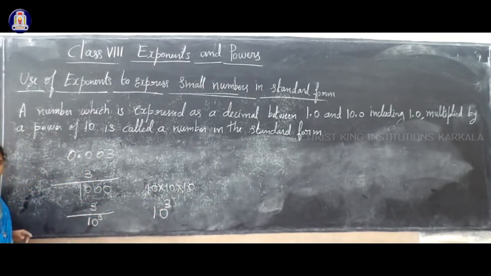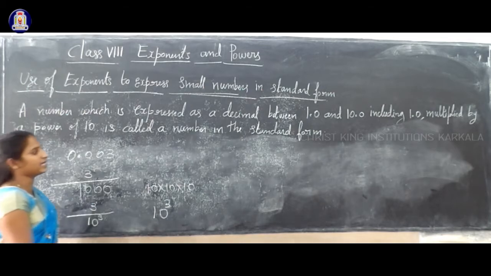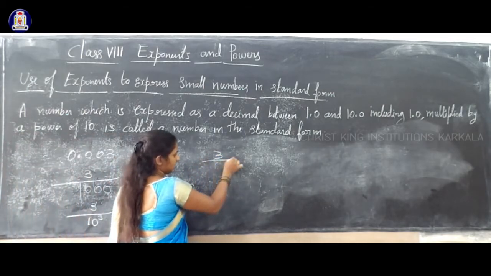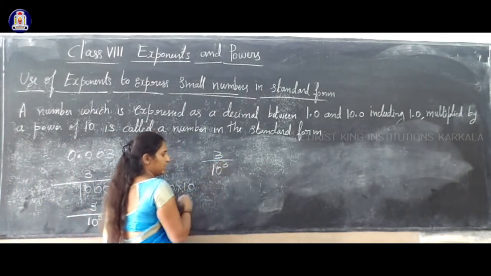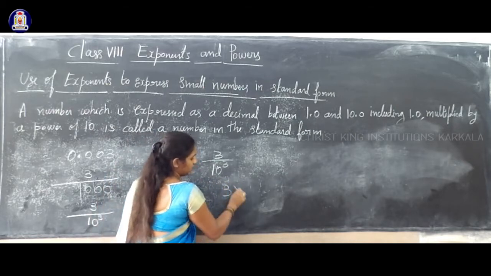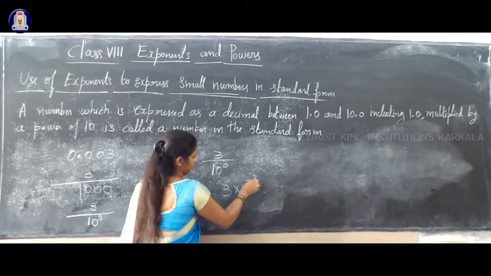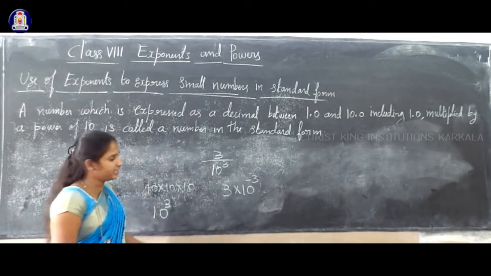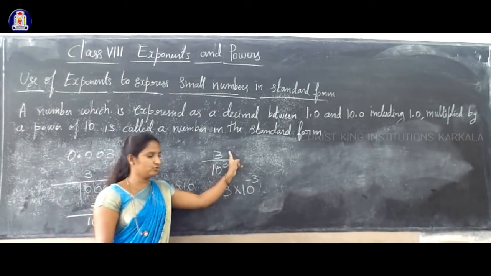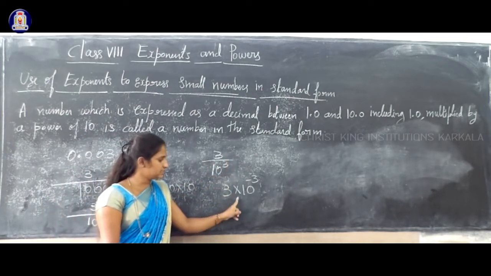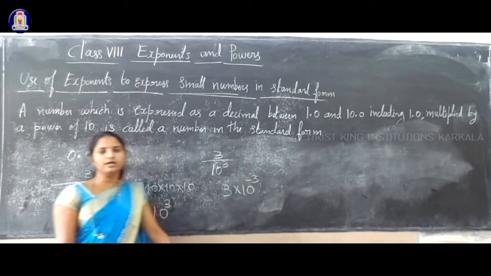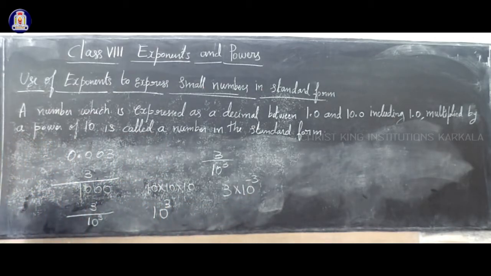So what is the answer? 3 by 10 power 3 means 3 into 10 power minus 3. This is in the denominator, right? So 10 power plus 3 will go to the numerator. So that can be written as 3 into 10 power minus 3.